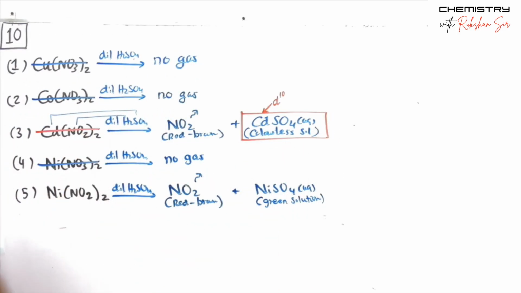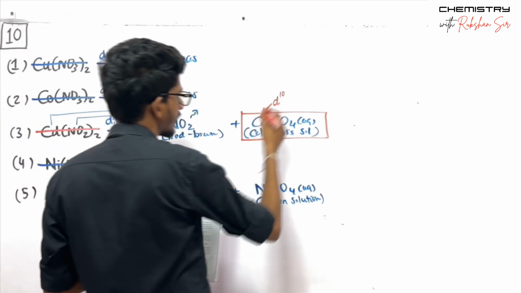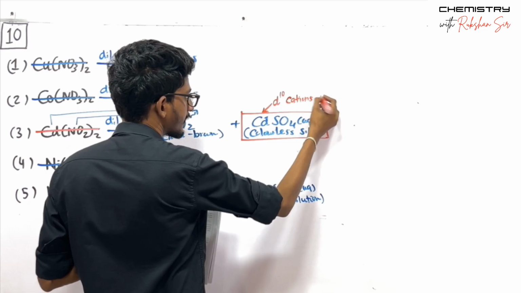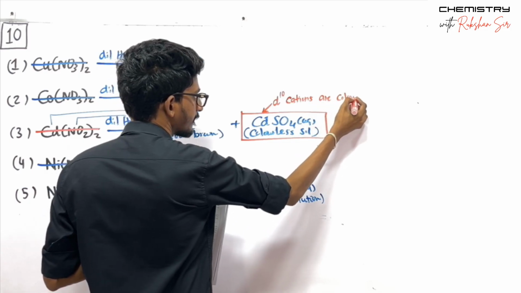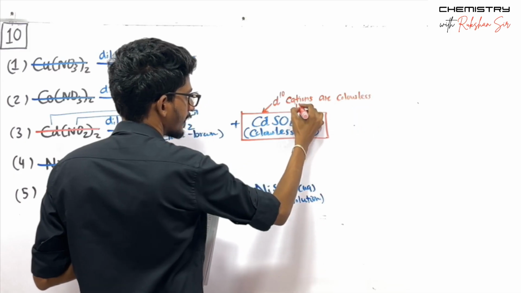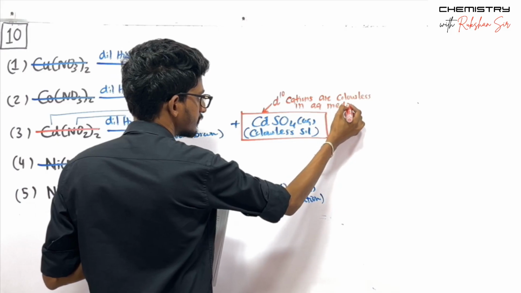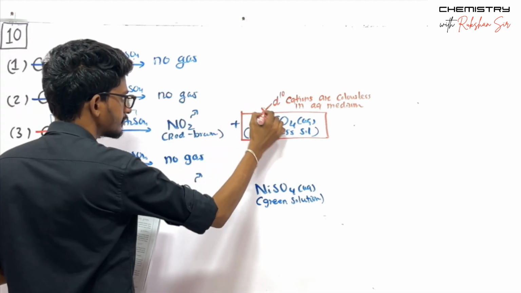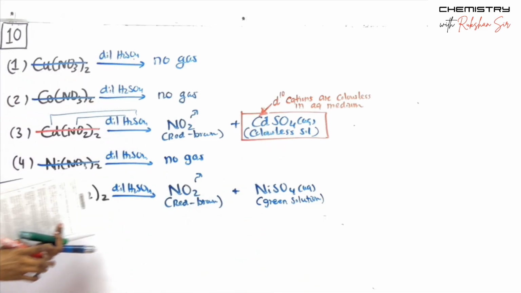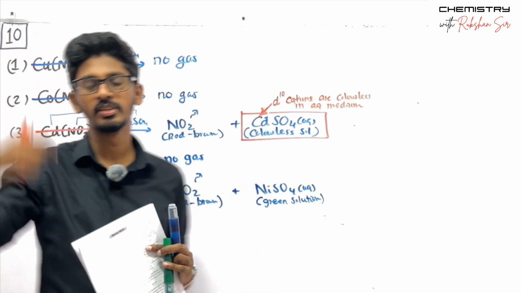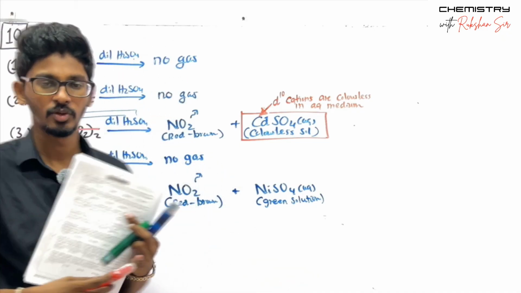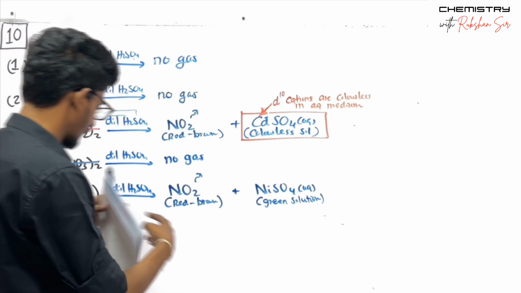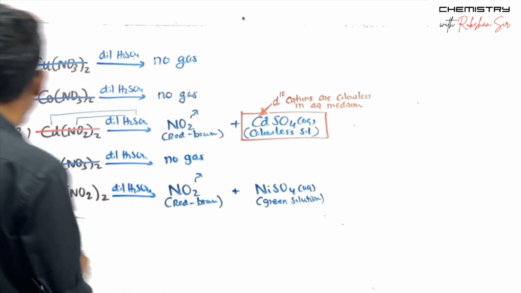Out. Cadmium sulfate is colorless. d10 cations are colorless in aqueous medium. Cadmium appears just below the zinc in the periodic table, so it is a d10 cation without a color. So we have the answer. Nickel nitrate is the answer. So your answer is answer number 5.